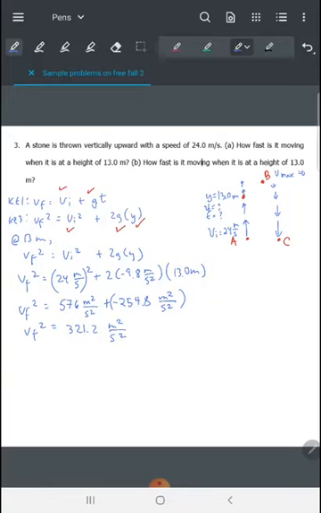VF, or the velocity at 13 meters above, is may square. Lagyan mo ng square root para matanggal yung square. So, square root of 321.2 is 17.92. Meter squared become meters. Second squared becomes second. Again, square root. So, meron kang dalawang roots, positive and negative. So, bakit dalawa, sir?